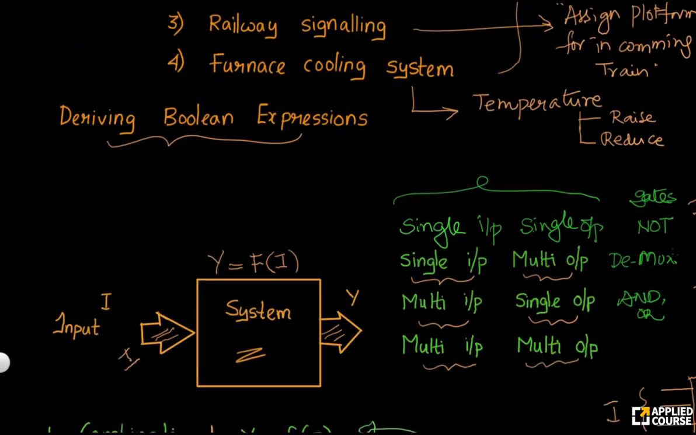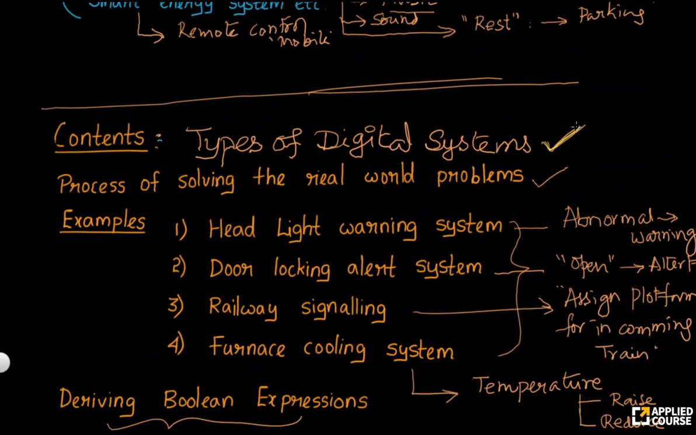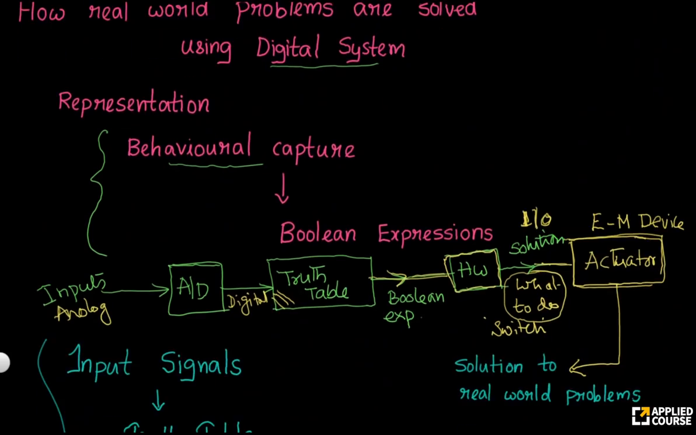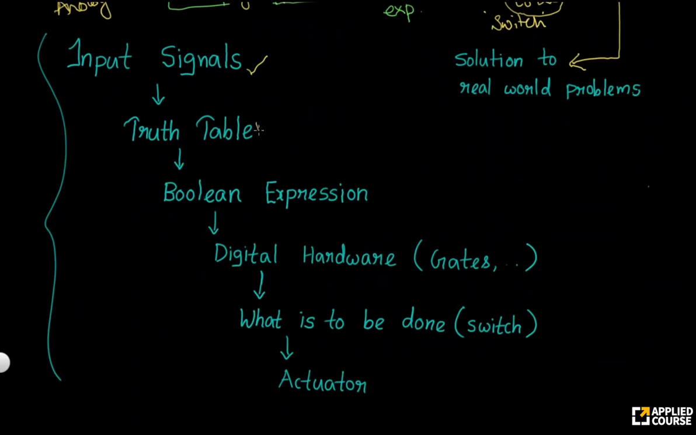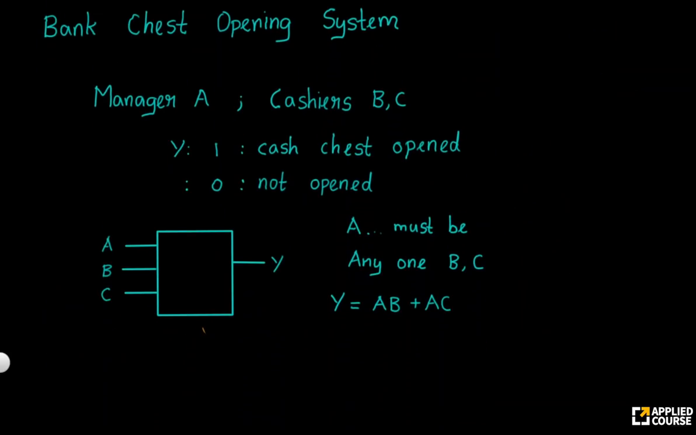First, what we have seen, what are the types of digital system, and second one, the process of solving the real world problem. Next we take one example, simple example. Okay, the flow can be like this: input signals, truth table, Boolean expression, the digital hardware, and then it will tell what is to be done, and finally an actuator is used to perform the actual work for providing the solution to the real world problem. Okay, we take an example.